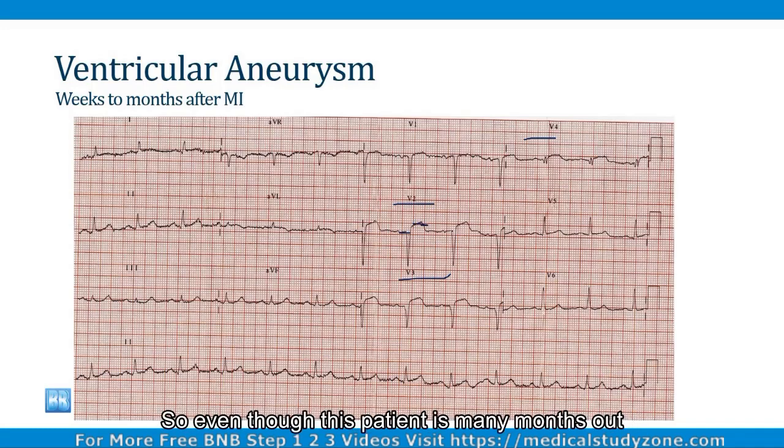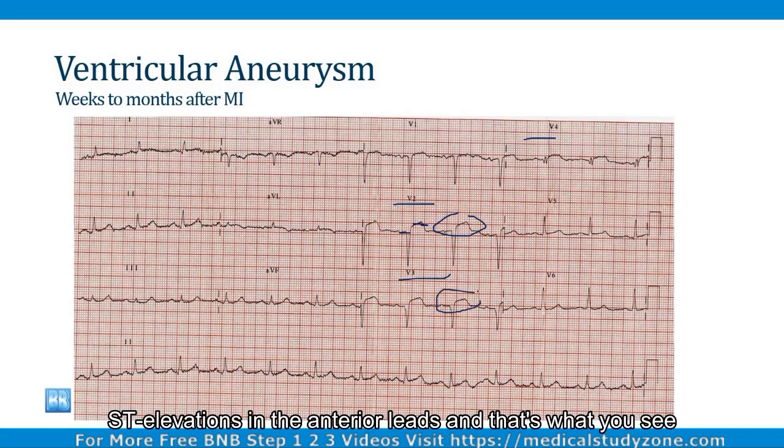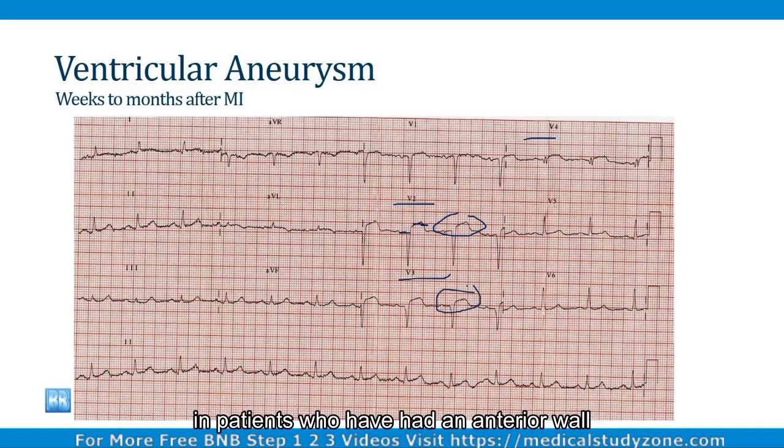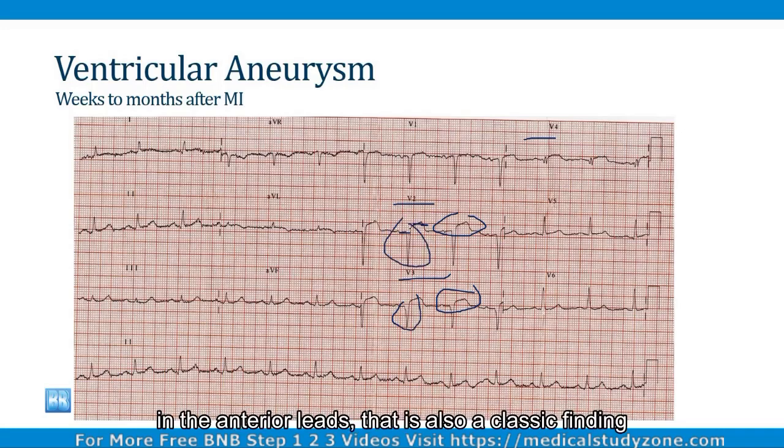So even though this patient is many months out from myocardial infarction, this patient still has ST elevations in the anterior leads, and that's what you see in patients who have had an anterior wall myocardial infarction and developed a left ventricular aneurysm. Note also that there are Q waves seen here in the anterior leads. That is also a classic finding in a patient who has had an anterior wall myocardial infarction.